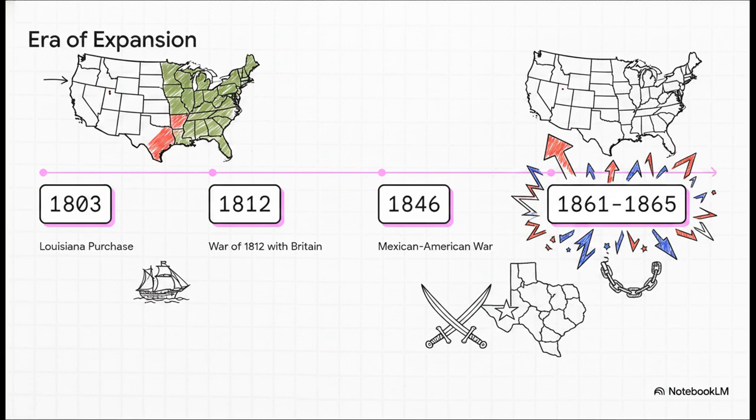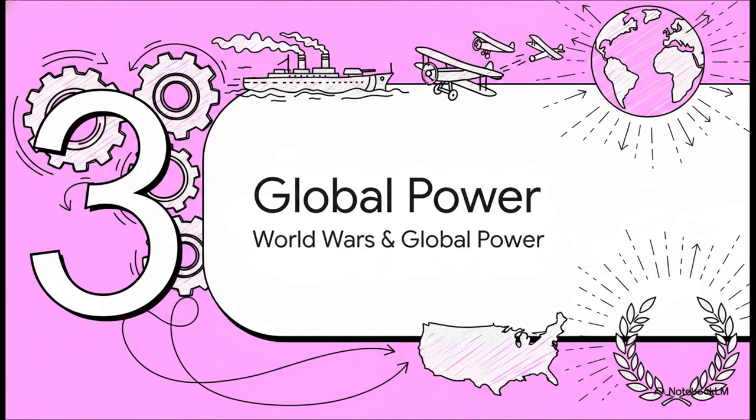Following that, we see conflicts like the Mexican-American War over Texas. And even during the intense racial and political strife of the antebellum period, which, of course, culminated in the horrific tragedy of the Civil War, the overarching trajectory of the United States was still one of relentless geographical and economic expansion. All right, Section 3, World Wars and Global Power.